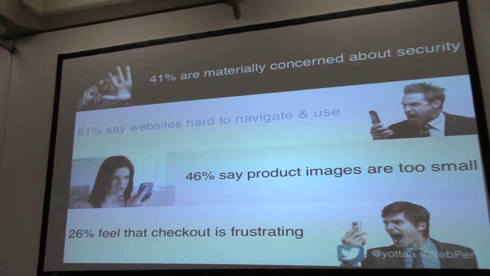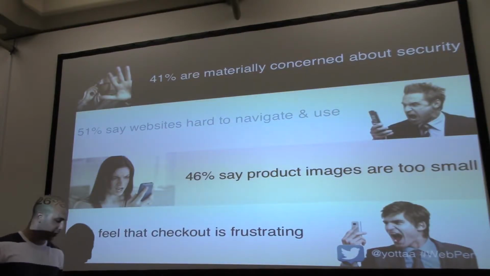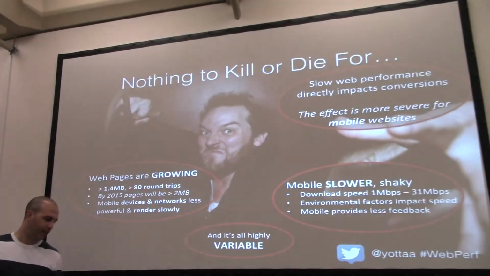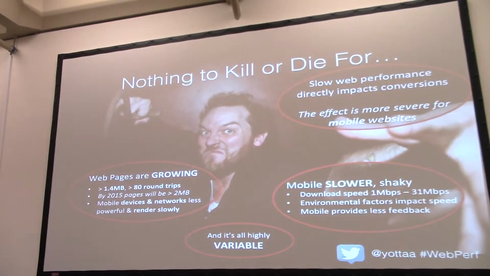46% of people say that product images are too small. That's not surprising, again, if you take your average site and you just shrink the entire thing by 80%. You're going to end up with really small images. And 26% feel that checkout is frustrating. I think that can probably be a consistent figure for any real website. I mean, if you talk to people about e-commerce checkout, nobody really enjoys it.